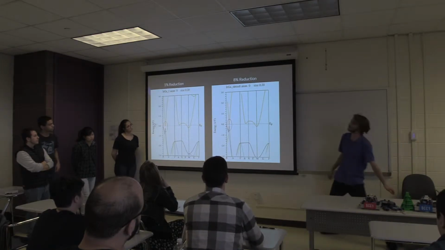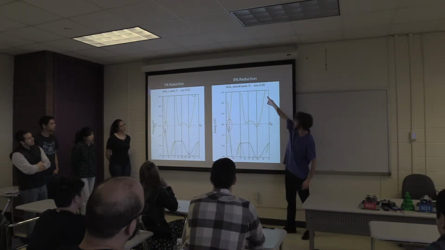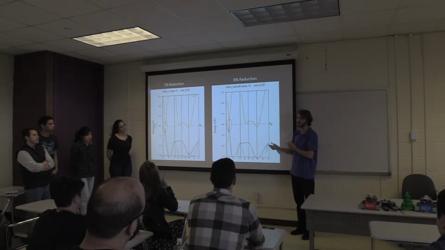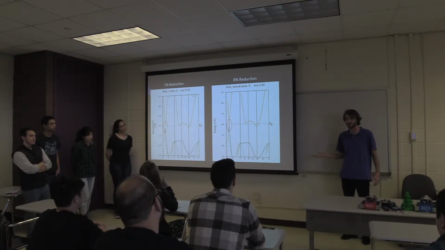And here's a little example. So at a 1% reduction, you see the band is a little bigger than here. At an 8% reduction, that gap actually shrunk down, and that's something that we can plot versus volume and eventually versus pressure, which is what experimentalists who read our paper will want to know about.